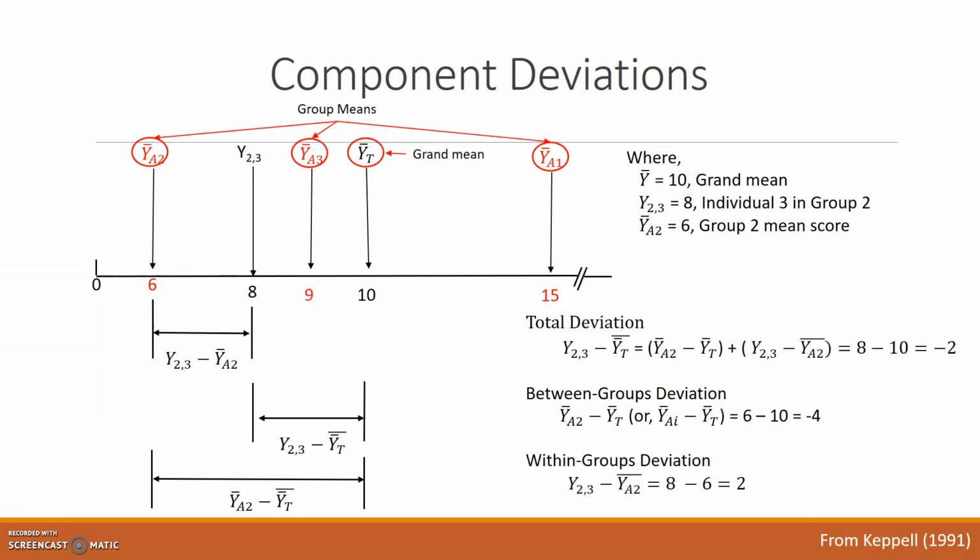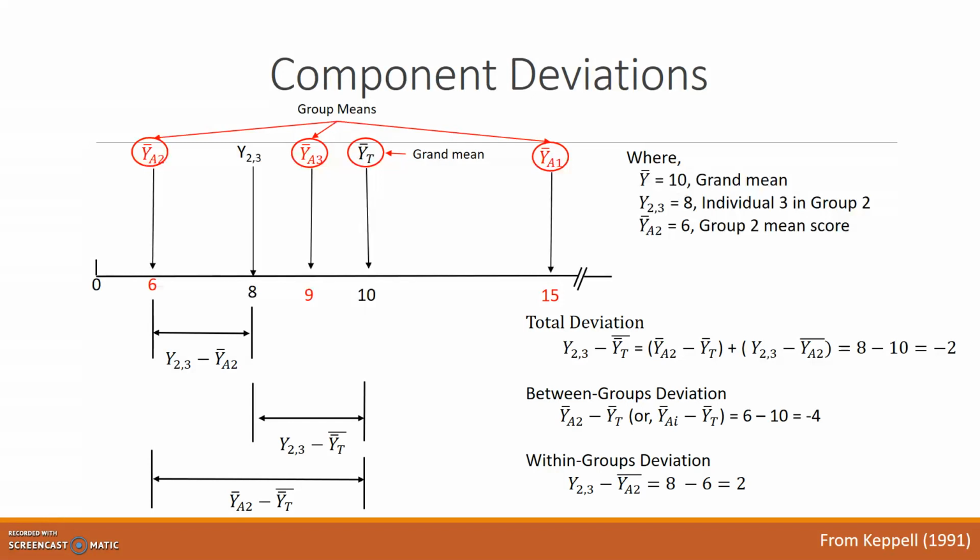And so this is getting at the heart of the analysis of variance, looking at the way in which scores deviate from individual group means, but then the way in which group means deviate from the overall grand mean. In addition to the total deviation and the between groups deviation, we also have the within groups deviation. This is the difference between each person's score from their group mean. And so for person number 3 in group 2 who obtained a score of 8, we subtract that person's group mean, group 2's average score, from that. So 8 minus 6, in this case we get 2.